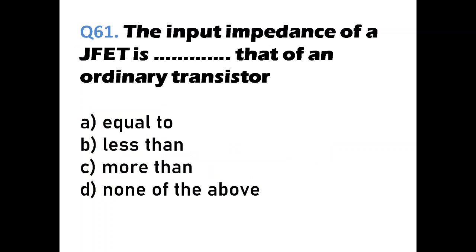The input impedance of a JFET is dash that of an ordinary transistor. That means compared to BJT, the JFET input impedance should be high or low. Okay, so obviously, whenever we speak about JFET input, it is the input given at the gate with respect to source. And we have just now spoken that that input will be reverse biased. That means reverse bias means resistance will be high. So obviously the input impedance of a JFET is more than that of an ordinary transistor. So here the option should be option C, more than. Okay, the input impedance of a JFET is more than that of an ordinary transistor, right?